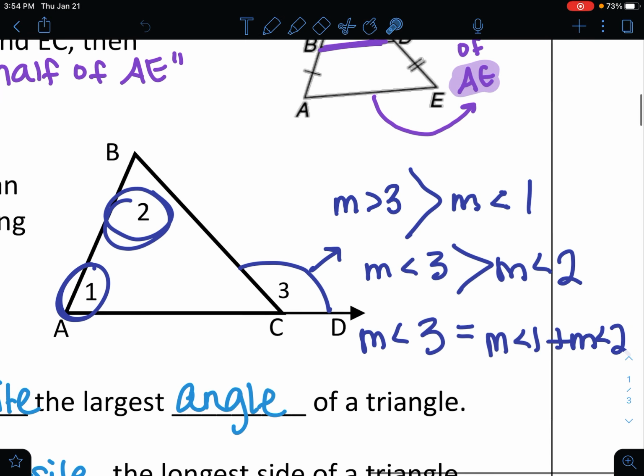Ooh. What is she talking about? All I'm saying is this is the exterior angle, and this measurement is going to have to be a number that's greater than either of those two.